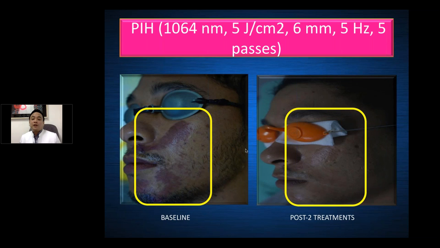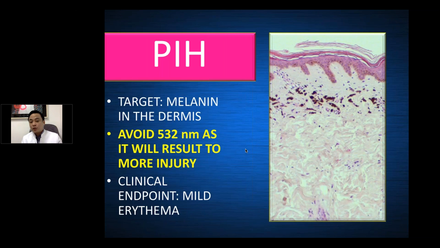A very important thing to note in PIH is that because we're targeting melanin pigments in the dermis, that means we need to use 1064. And you have to remember this because there are a few times that I tried 532 nanometers thinking that the pathology is in the epidermis. But using 532 will result in more injury, and you will have problems with your patient.